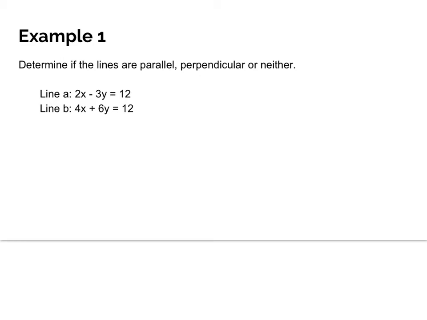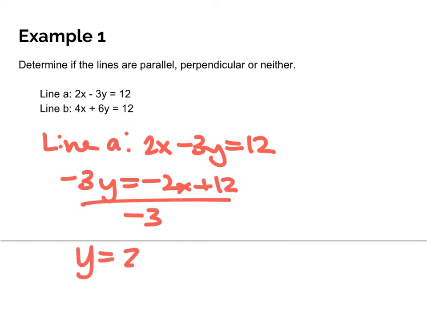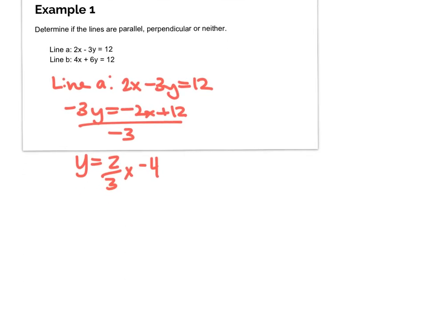So determine if the lines are parallel, perpendicular, or neither. So our first step is to determine the slope of each line. Well, they are in standard form, so I need to rewrite them in slope-intercept form. So I'm going to subtract 2x from both sides, divide by negative 3. So we get y equals 2/3 x minus 4. So we have that. Put that up there.